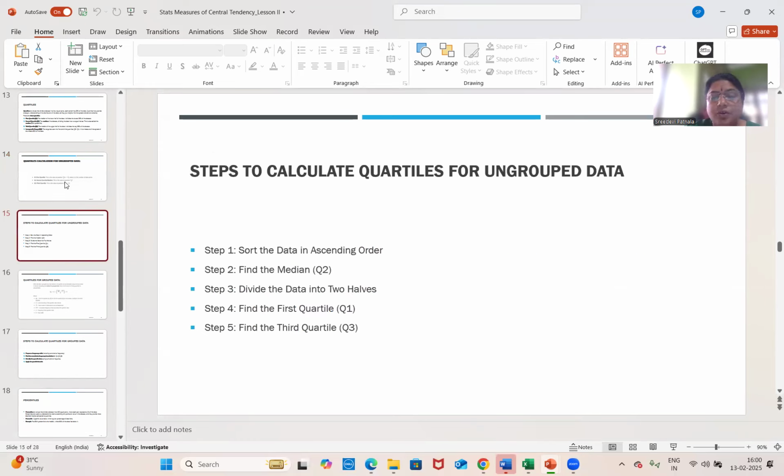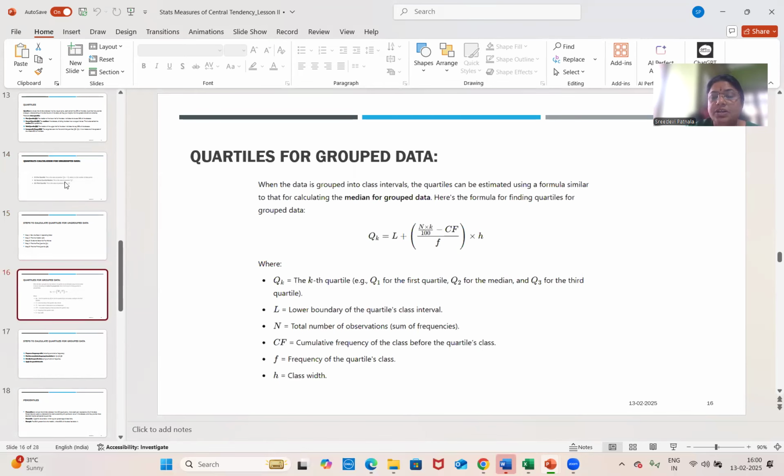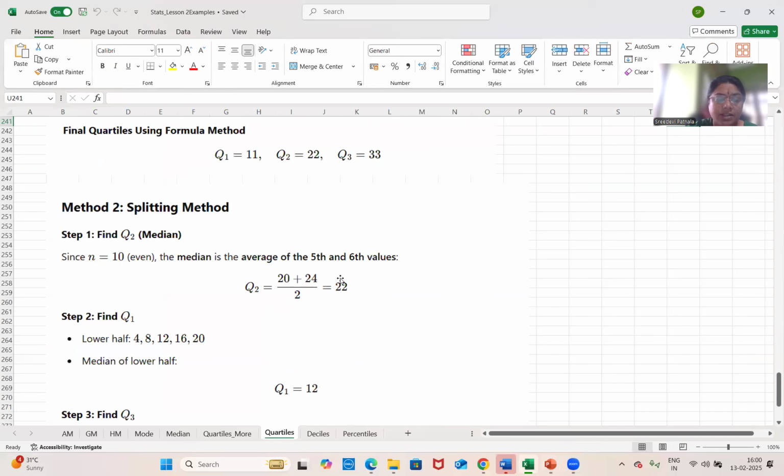These are the steps for ungrouped data, and for grouped data, it is nk by 100 minus CF, the cumulative frequency, divided by f, into h, plus L, the lower limit, for the grouped data. Now let's jump into the example. How do we calculate the quartiles?